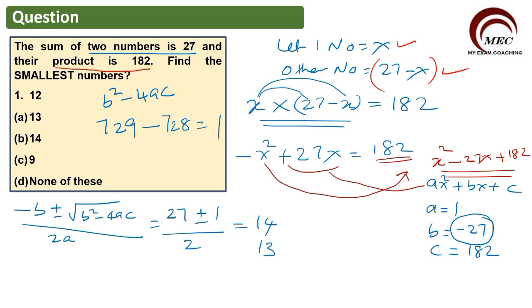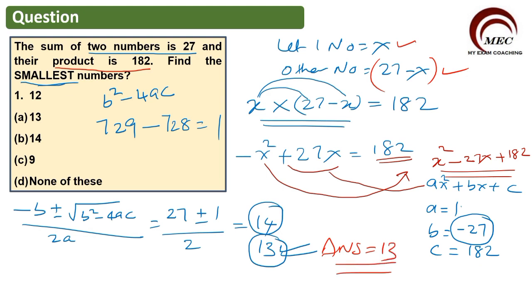So we got two numbers. First number is 14. Second number is 13. What we need to find out? Find the smallest number. The smallest number is 13. So our answer is equal to 13. Now from the given options, you have to mark which is the correct answer. So your correct answer will be A, 13. I hope you understood it.